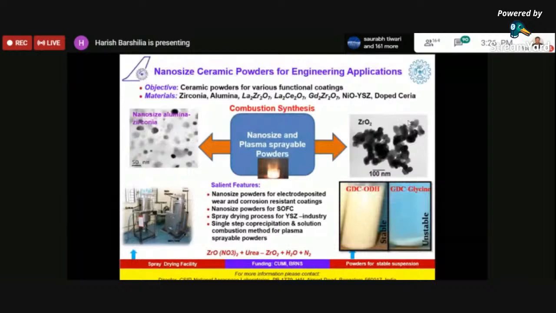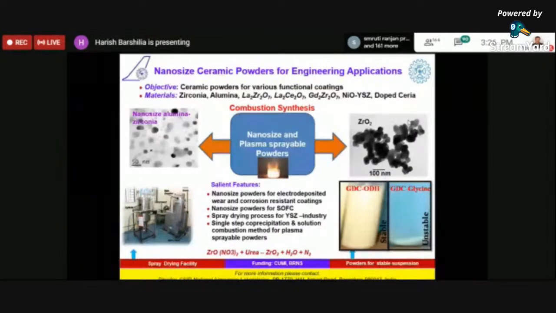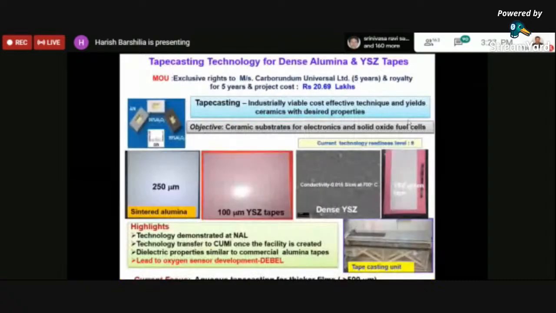Now switching over to other applications. As I mentioned at the beginning of my presentation, we have the competence to develop various nanopowders, with diameters in the micron range or the nanometer range. We use the combustion synthesis method, and we can vary the size of these particles from a few nanometers to a few micrometers. These powders can subsequently be used for various other applications. I'll just show one or two applications.